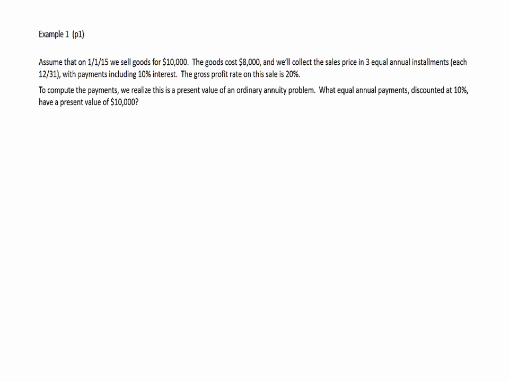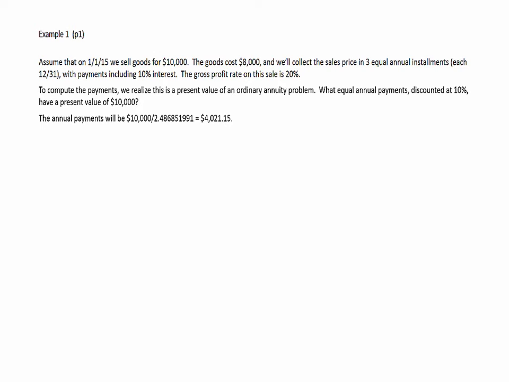Now, the first order of business is going to be to compute the amount of the annual payment. Now, we realize this is an annuity, and it's the present value of an annuity problem. So, what equal annual payments discounted at 10% have a present value of $10,000? So, using either our financial calculators or our spreadsheets or our scientific calculators or our tables, somehow or another, we arrive at the determination that the annual payments will be $4,021.15.